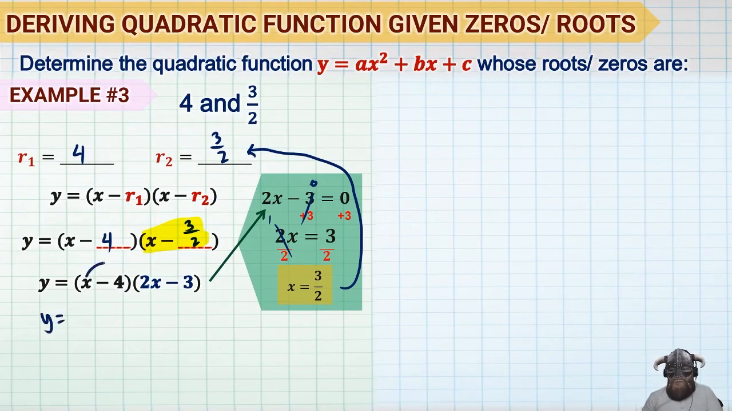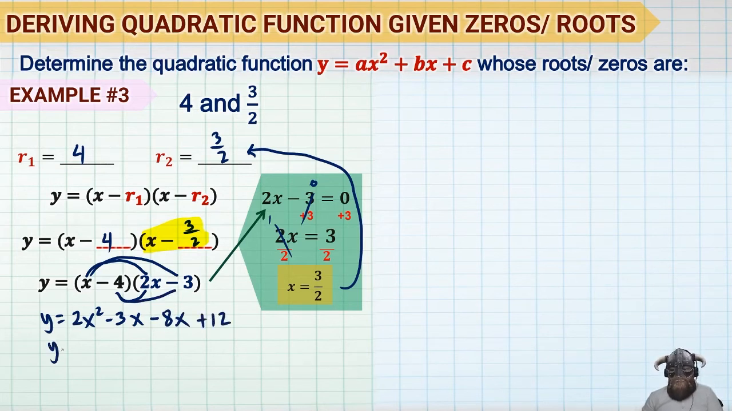Y is equal to x times 2x. So, now we have 2x squared. Then, x times negative 3. Therefore, we have negative 3x. Then, negative 4 times 2x magiging negative 8x. Negative 4 times negative 3 is positive 12.